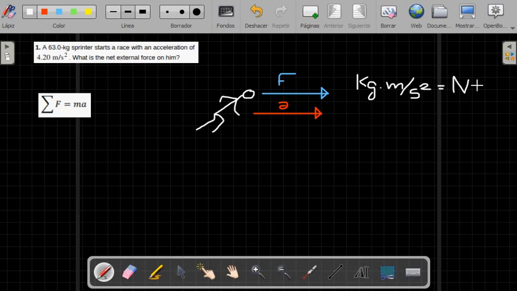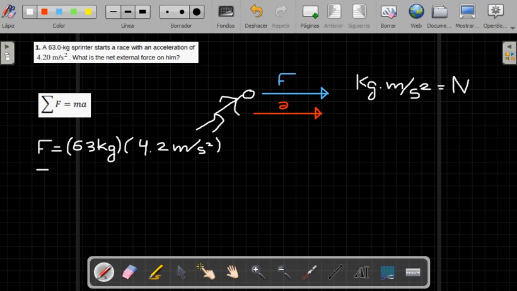So, now that we know that, let's try to solve that exercise. First of all, we have to add all the forces, but we only have one force, which is this one. So, I'll write it here. Force is equal to, the mass is equal to 63 kilograms. And the acceleration is equal to 4.2 meters per square second. There. Okay, we have to multiply both numbers.